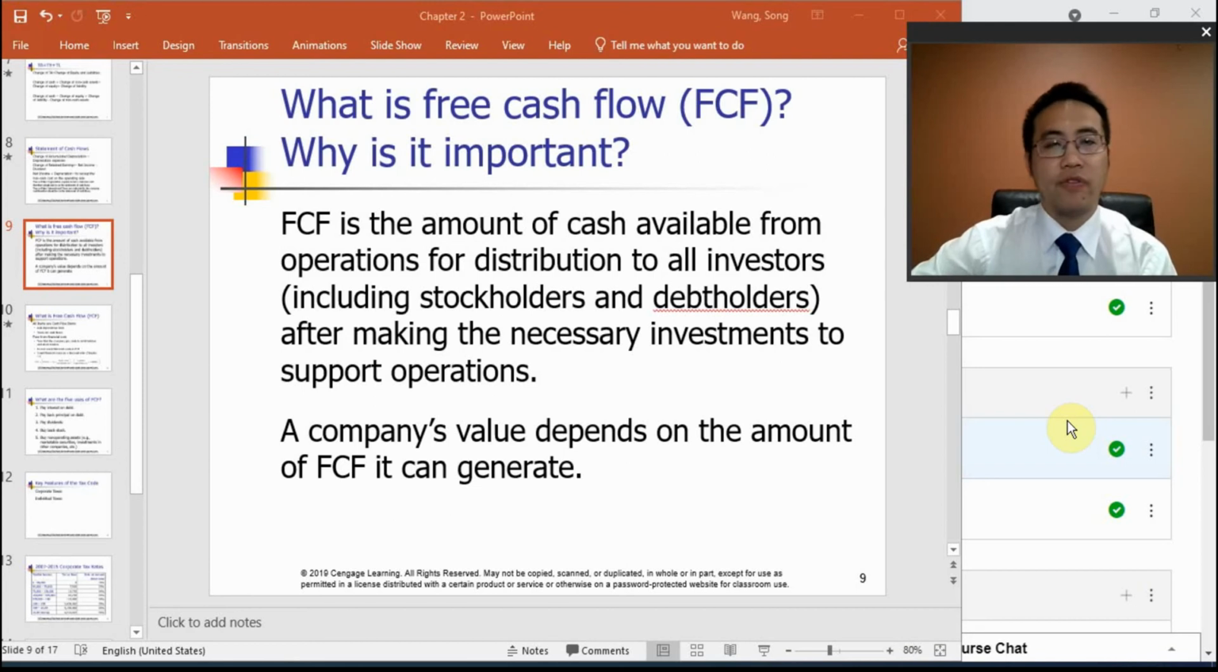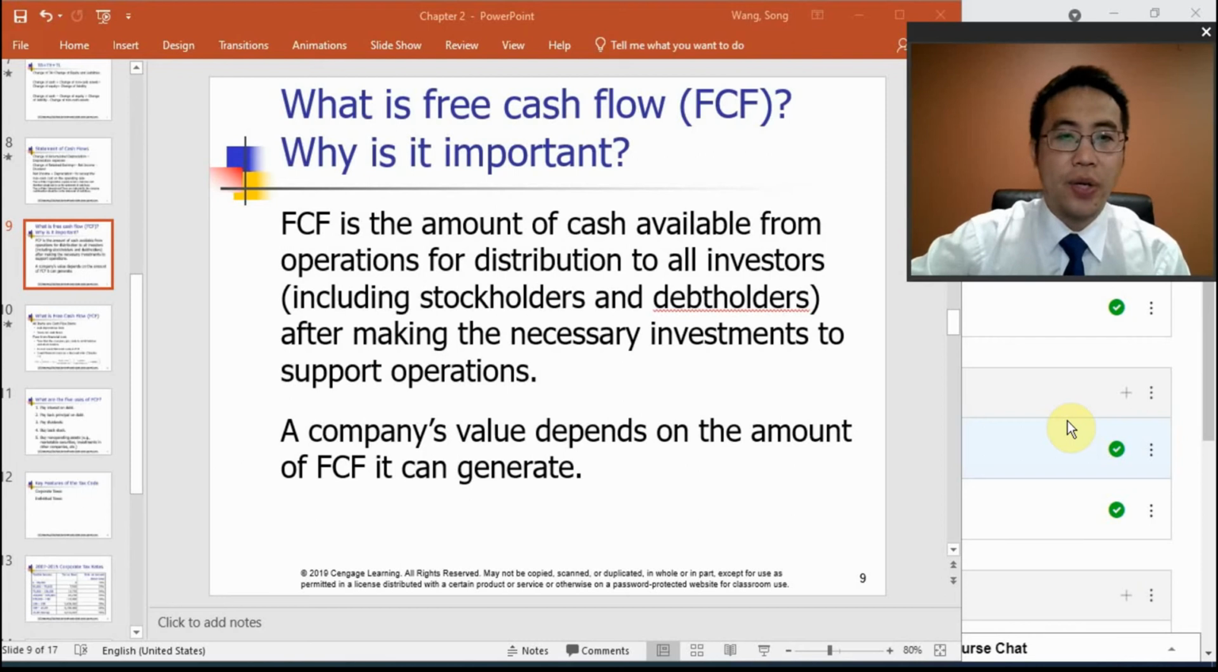After the statement of cash flows, now let's look at free cash flow. Cash is the most important asset for a company, and also cash is the most liquid asset. Many times, the company's value really depends on how much cash it can generate. And here it comes to the idea of a free cash flow.